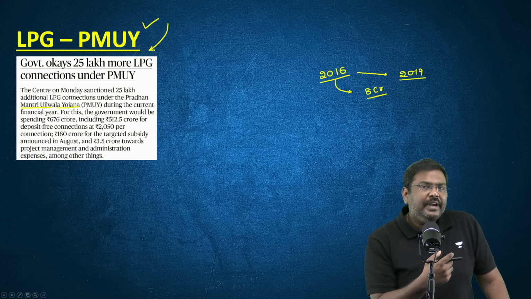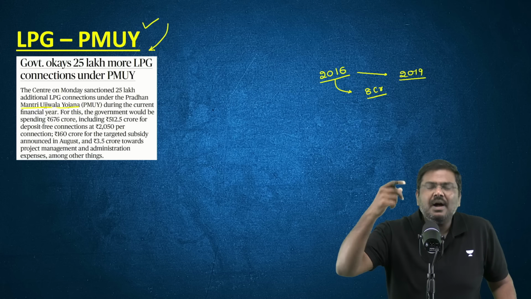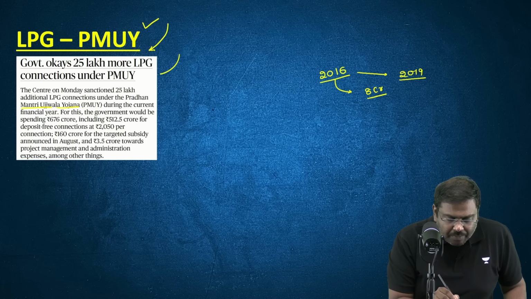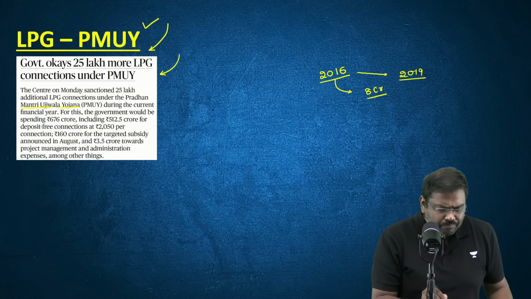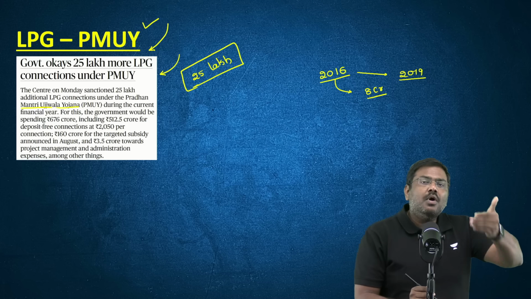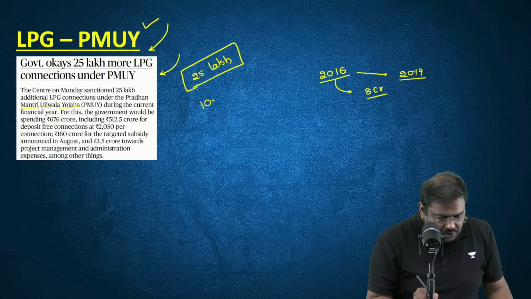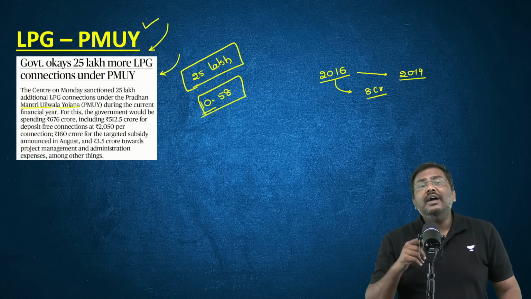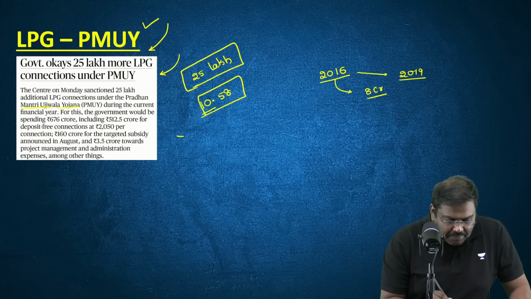Later on, the government of India kept on adding newer numbers. That is, the target has been kept on expanding. Now, the government has approved expansion of the target under the PMUY. 25 lakh more beneficiaries. I repeat, 25 lakh more beneficiaries now will be brought under PMUY. And with this, the total number of beneficiaries under PMUY will become 10.58 crore beneficiaries. Please remember the number.